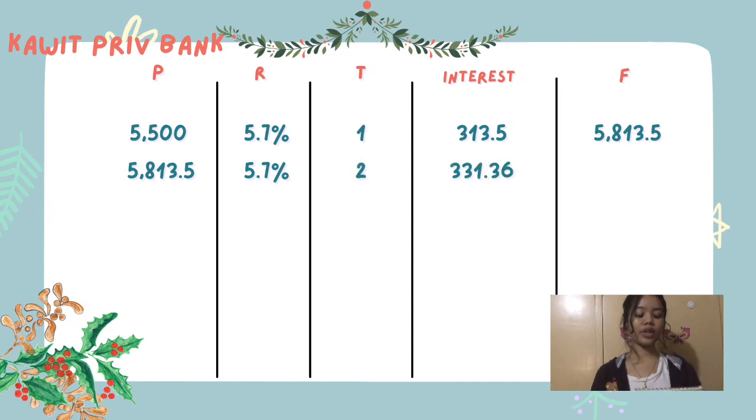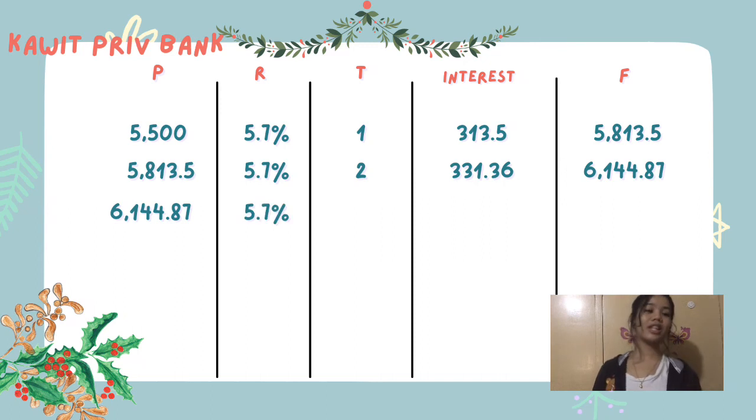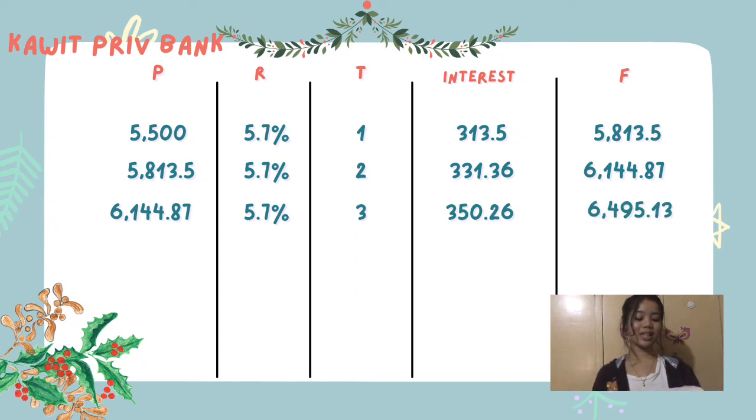5,813.5 plus 331 is equal to 6,144.86 pesos. Now that we have 6,144.86 pesos, let's keep on solving. 6,144.86 plus 350.25 is equal to 6,495.12 pesos.